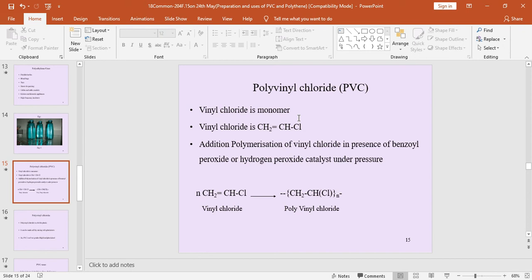Polyvinyl chloride, PVC. Vinyl chloride is the monomer. The vinyl chloride formula is CH2=CHCl. It is also addition polymerization of vinyl chloride in presence of benzoyl peroxide or hydrogen peroxide catalyst under pressure. So this is the way of preparation of PVC. Here vinyl chloride means n CH2=CHCl. Now double bond breaking takes place, new bond formation takes place. It is polyvinyl chloride preparation.